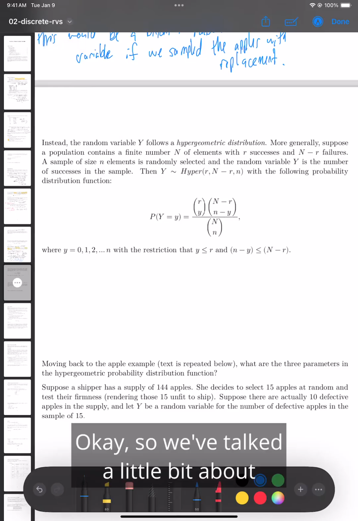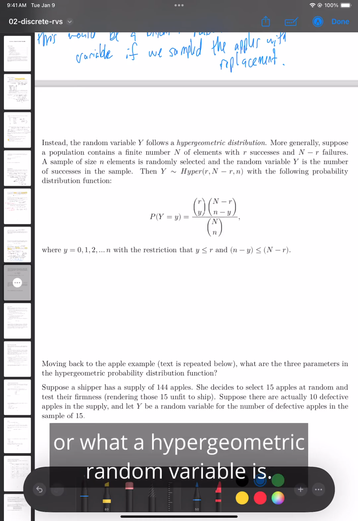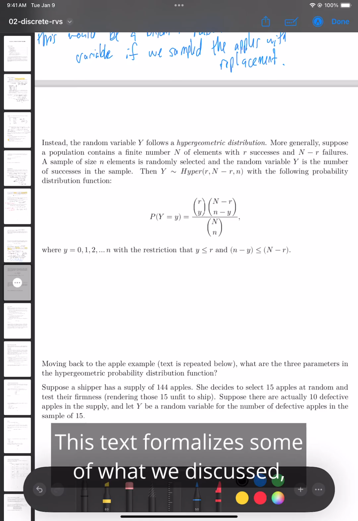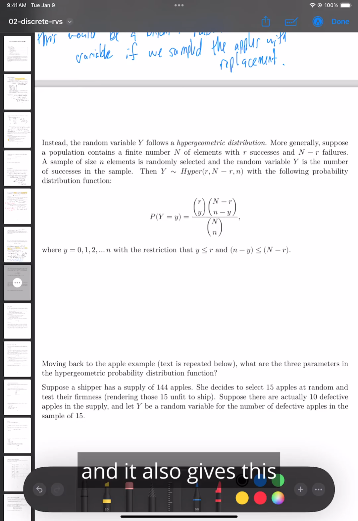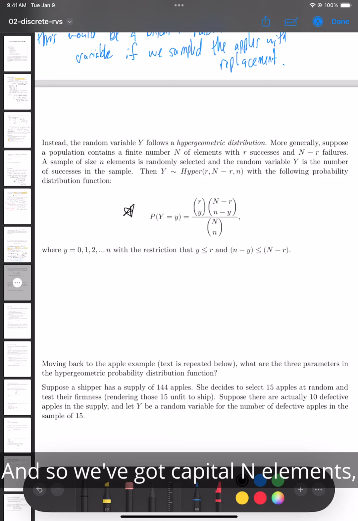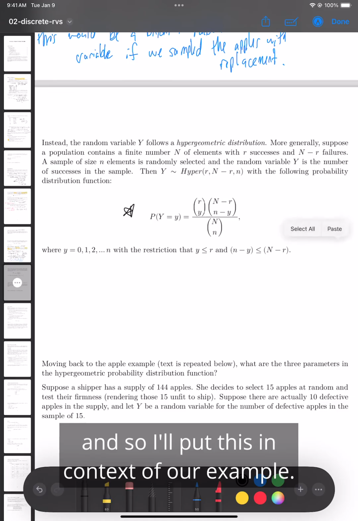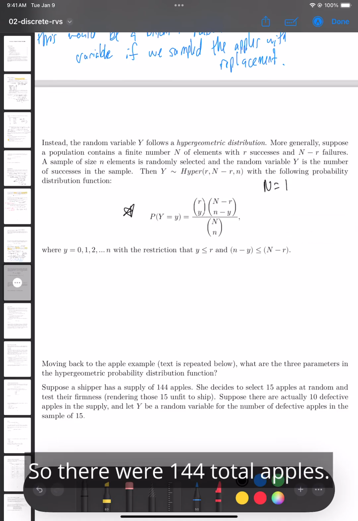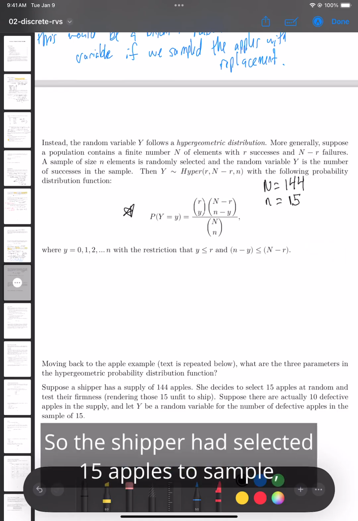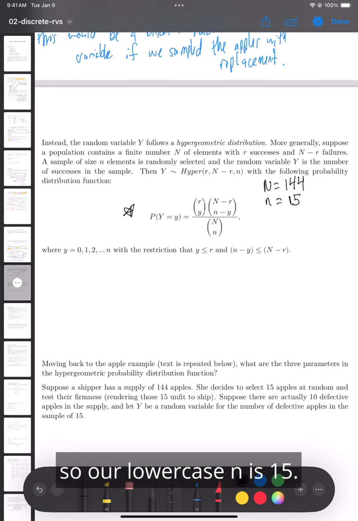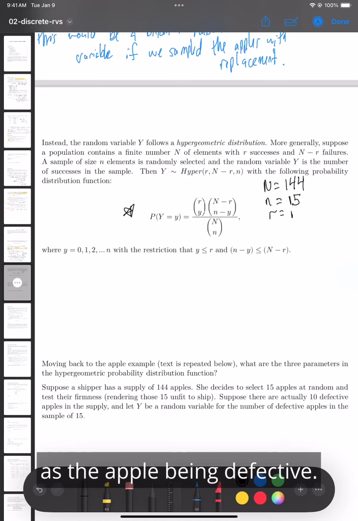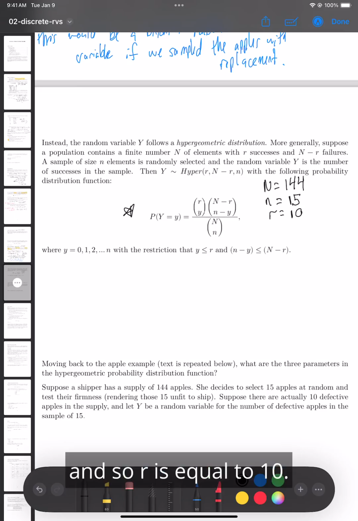Okay, so we've talked a little bit about what a hypergeometric random variable is. This text formalizes some of what we discussed, and it also gives this probability distribution function. We've got capital N elements, so I'll put this in context of our example. There were 144 total apples. Lowercase n is our sample size, so the shipper had selected 15 apples to sample, so lowercase n is 15. And then r is the number of successes. We're thinking about a success as the apple being defective, and there were 10 defective apples, so r is equal to 10.